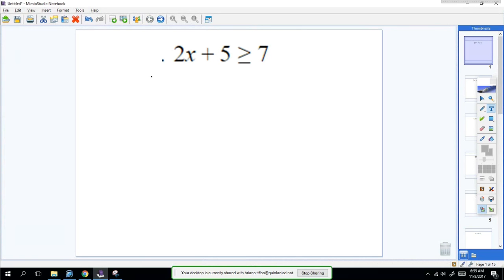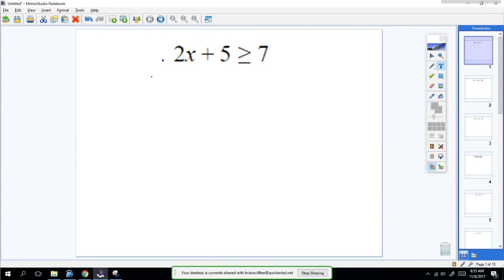Today, we're going to be doing two-step inequalities. So this is our first two-step inequality. First thing I'm going to do is draw a line down the inequality sign. Probably need to draw a better line down the inequality sign. So I've got a left side and a right side. I'm going to look at the left side because it has the x.